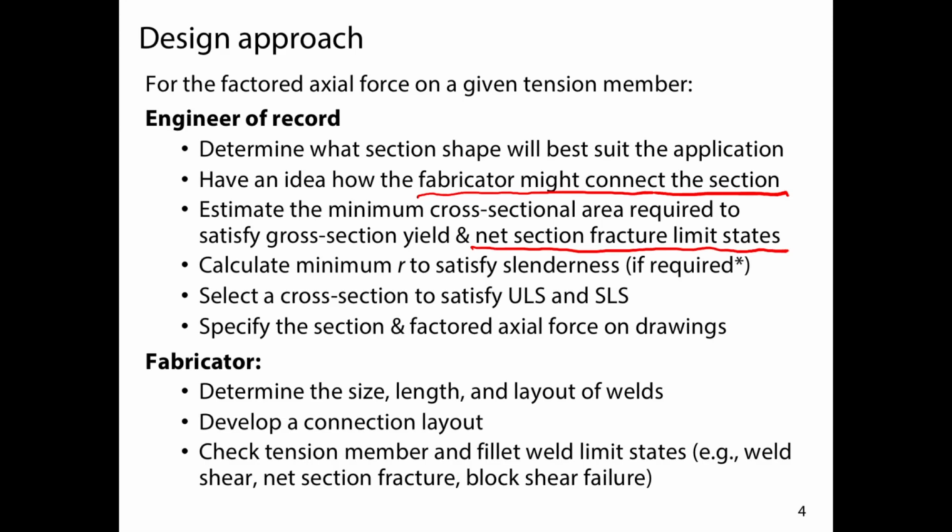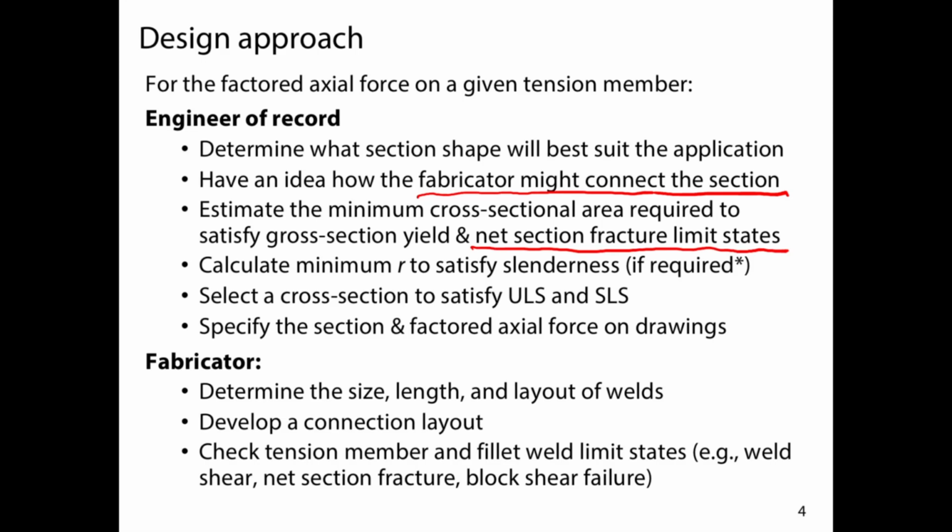For the fabricator, though, it's a similar but different scope. We're trying to start with a size of weld like we'd size a bolt, for example. So you should be knowing if you're going to be welding in the field or if you're going to be welding in the shop, because that tells you how big a size weld you can make in a single pass when you're doing these kinds of connections. Then you have to develop the connection layout and make sure that the welded connection you've designed still satisfies the tension member and fillet weld limit states, basically weld shear, net section fracture, and block shear failure.